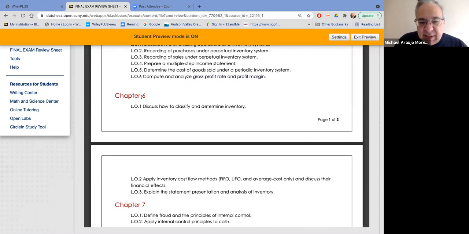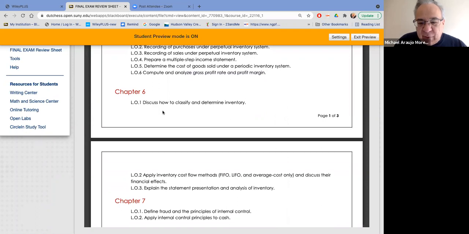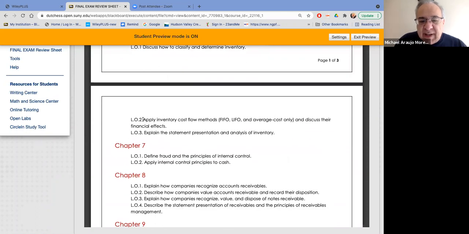Chapter 6 continued our voyage in inventory with understanding how to calculate cost of goods sold through one of the cost flow methods. So yes, there will be a question on FIFO, LIFO, and average cost, one question each. It's somewhat basic, so review that homework.